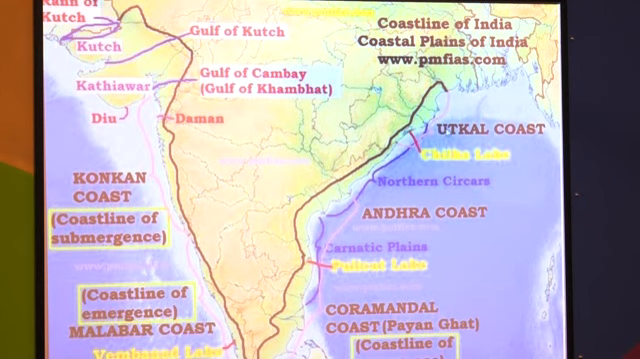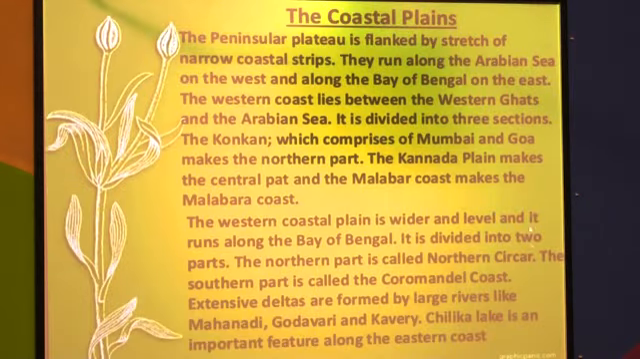And when we come to here, see, the eastern coastal plain is wider and level and it runs along the Bay of Bengal. It is divided into two parts. The northern part is Northern Sarkars and the southern part is Coromandel coast. Extensive deltas are formed by large rivers like Mahanadi, Godavari and Kaveri. Chilika Lake is the important feature along the eastern coast.